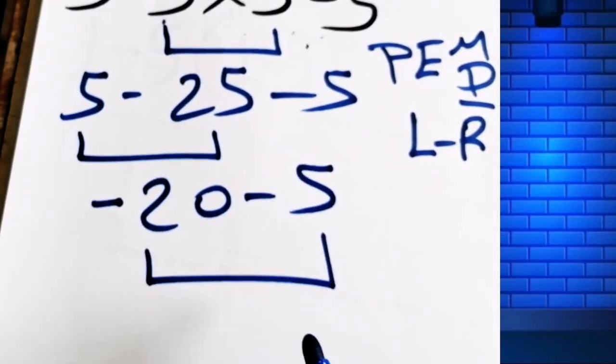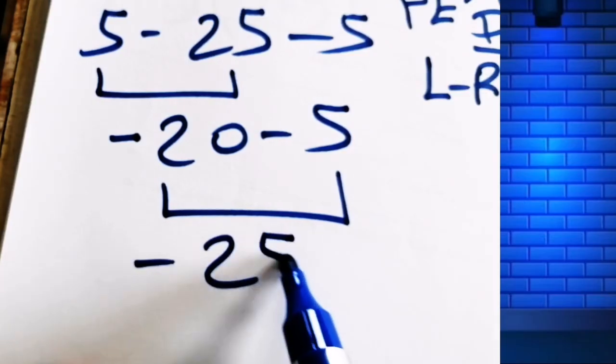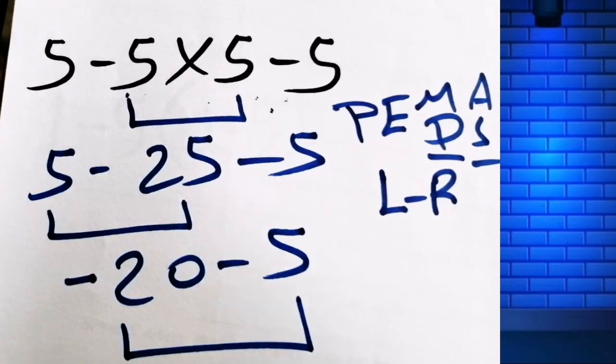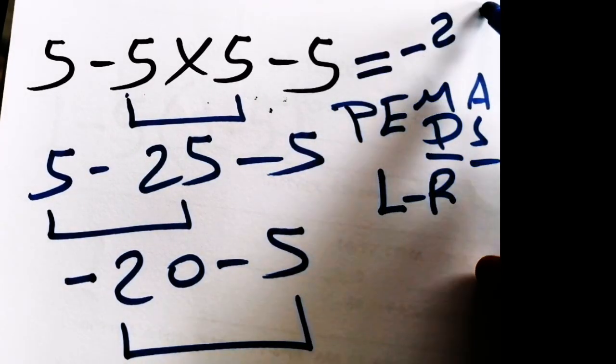Then negative 20 minus 5, which gives us negative 25. This is the correct answer of this problem, okay? The correct answer is negative 25.